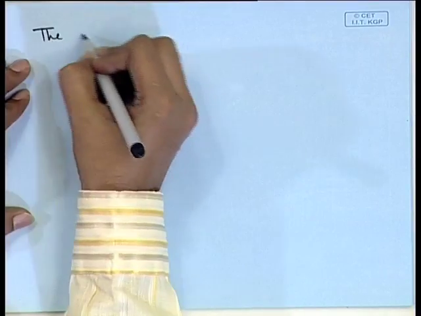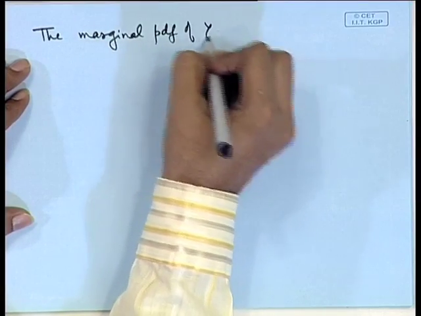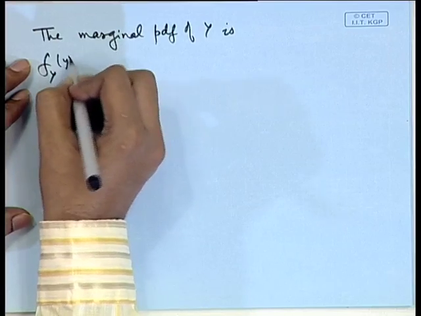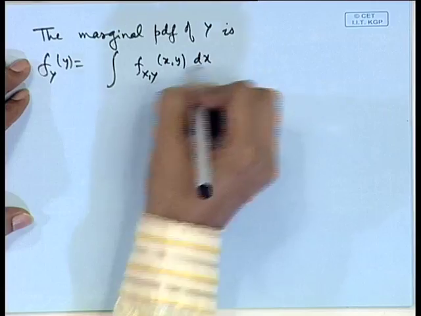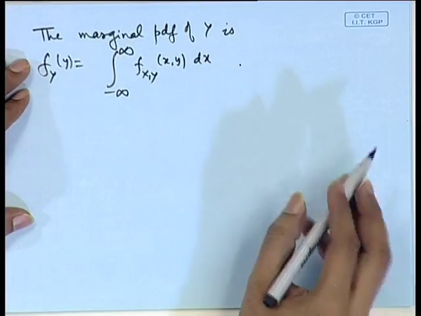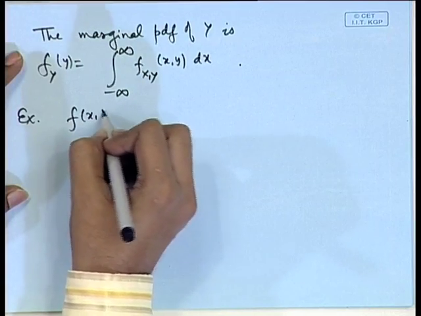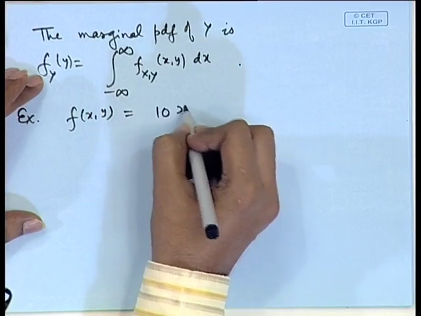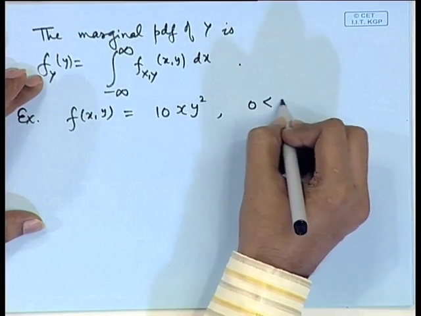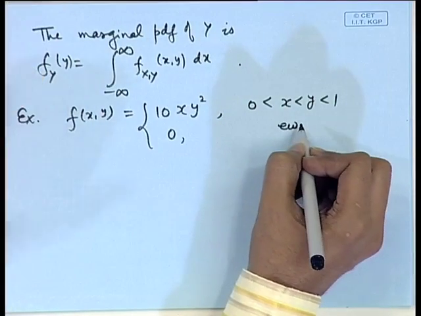Similarly, the marginal PDF of y, f_Y(y), is equal to the integral of f_XY(x,y) dx. Let us take an example, say f_XY is equal to 10 x y square, for 0 less than x less than y less than 1, and it is 0 elsewhere.